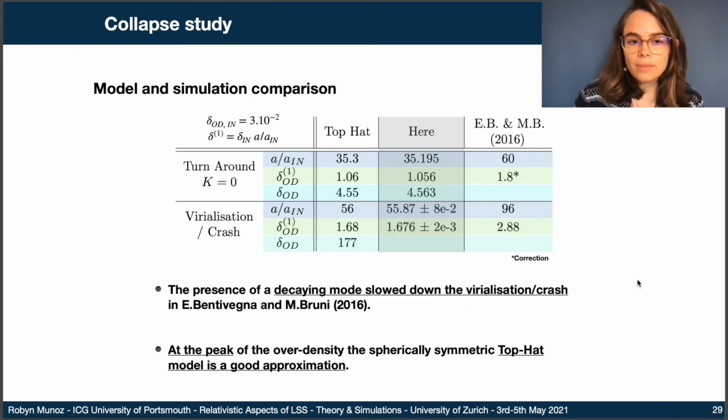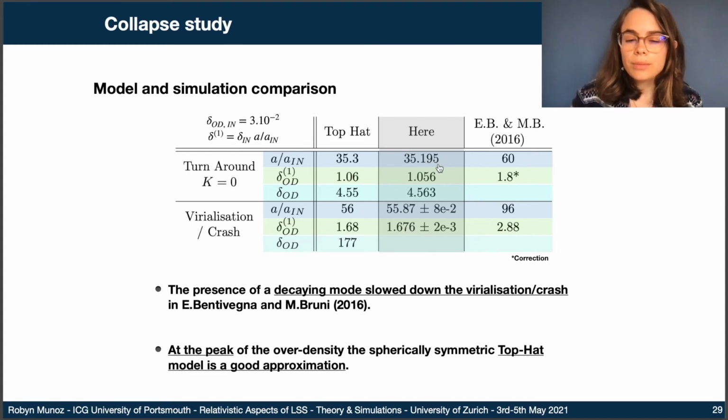Okay, so let's compare what is happening at the different instances of the turnaround and the virialisation. We see here that we reach the turnaround point significantly earlier than in the case of Eloisa and Marco's simulation, and we also reached the crash much sooner. Because the main difference here is the presence of the decaying mode, we can say that the decaying mode is what slows down their simulation, and we can measure the impact of that here.